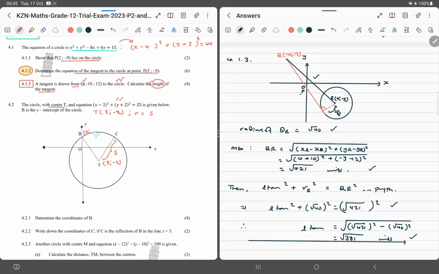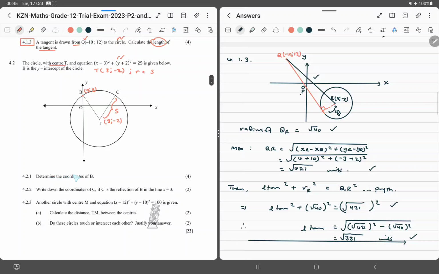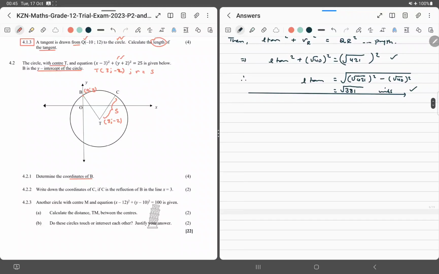B is the y-intercept of the circle, so that's fine. We know that x is 0, and then the y value we need to find. Not a problem. Again, when they give you this question here, they don't give you so much. So you just have to deal with the questions. Determine the coordinates of B. That's easy. We know that this is the y-intercept. So we're going to use that concept of y-intercept. So 4.2, we've got 4.2.1.